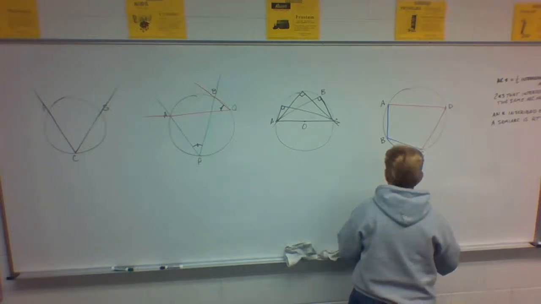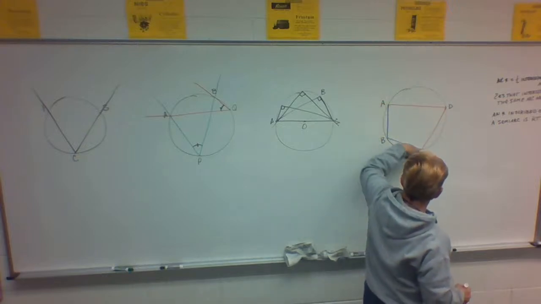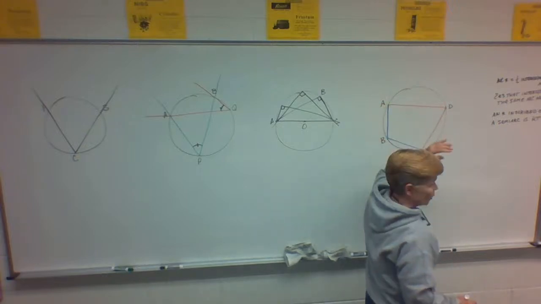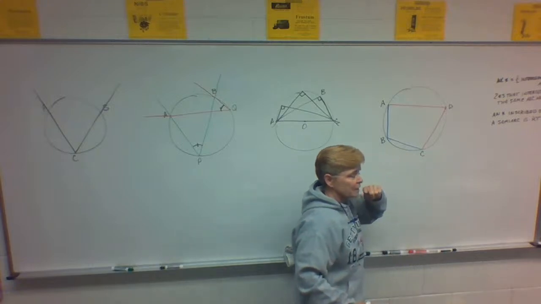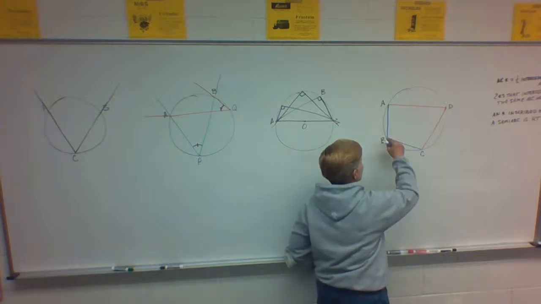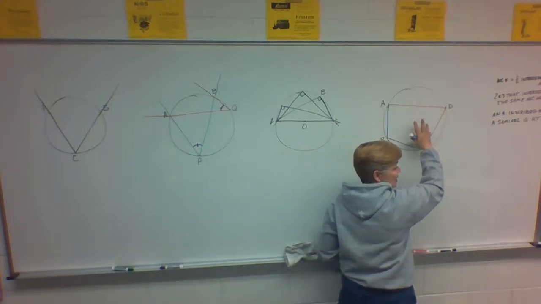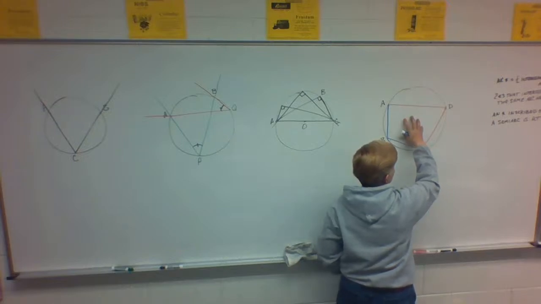So I want you to look very carefully at this. This weird shape, including the blue and the red, if you go all the way around, that's a quadrilateral because it's got four sides, right? Not only that, it's called an inscribed quadrilateral because all four of its corners are on a circle and it's inside, inscribed inside.